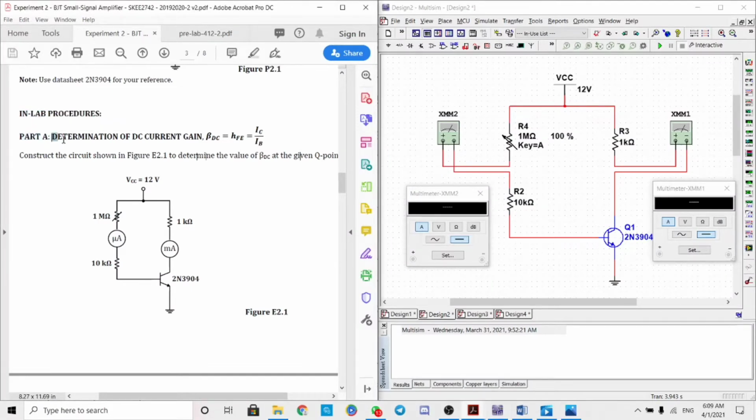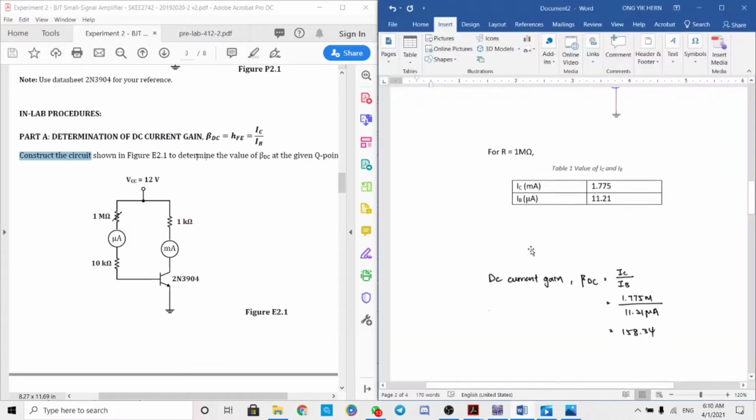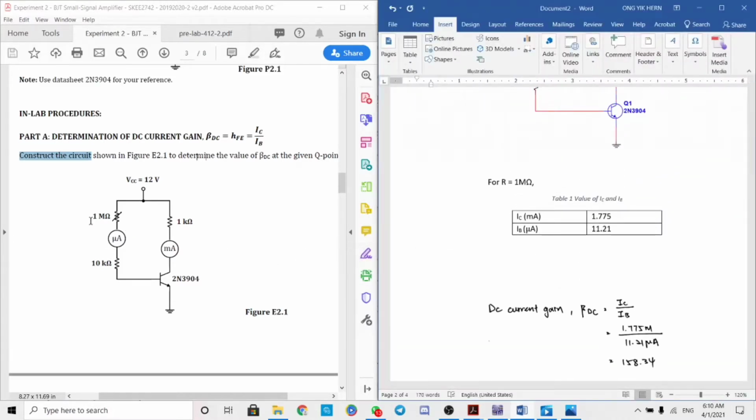Part A, which is determination of the DC current gain. Here is the formula: Beta DC is equal to IC over IB. First, we construct the circuit in Multisim and start to simulate it to get the result of IC and IB. So the multimeter has shown the value of IC is 1.775 milliampere and the value of IB is 11.21 microampere. So this is for the variable resistor equal to 1 mega ohm.